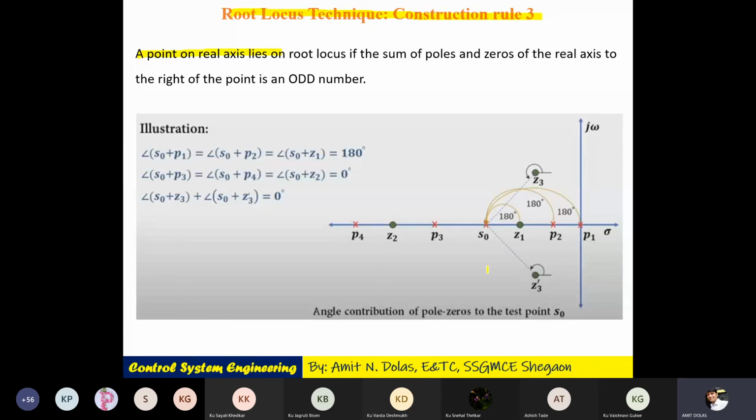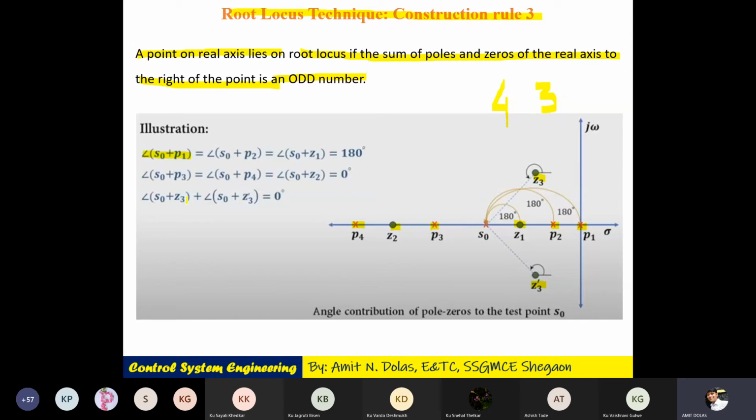At a point on the real axis, एक दिया है directly S plane. Forget about the characteristic equation. How many poles are there? You can see P1, P2, then P3, P4. There are 4 poles. Let's see the zeros. There are Z1, Z2, and Z3 and Z3 dash is a complex. So including the complex, there will be 3 zeros. The root locus exists if the sum of the poles and zeros on the real axis to the right of the point is an odd number. Let's see this.